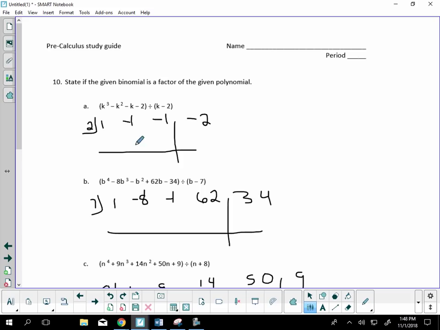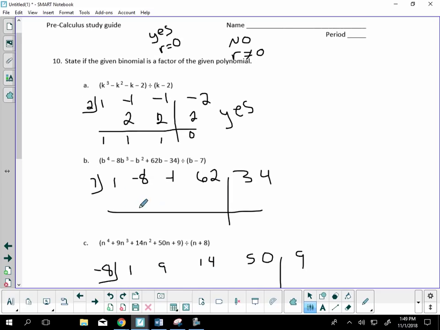On number 10, state if it's a binomial. I'm not going to do all of these. It's yes if your remainder equals 0. It's no if your remainder equals anything but 0. So here, I've set it up. I put 2 in the box, bring down the 1, multiply, add, multiply, add, multiply, add. My remainder is 0, so that would be a yes.